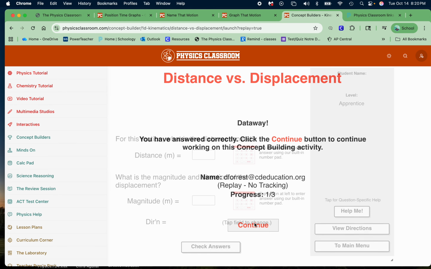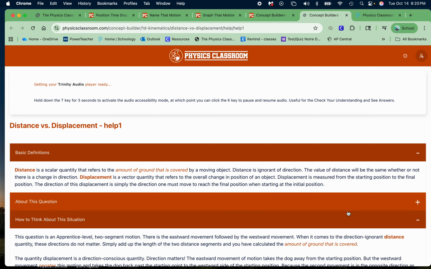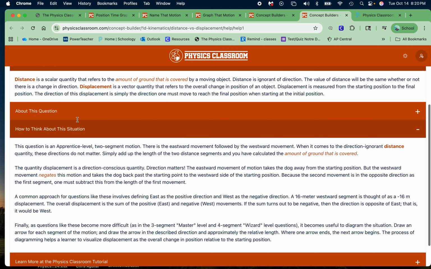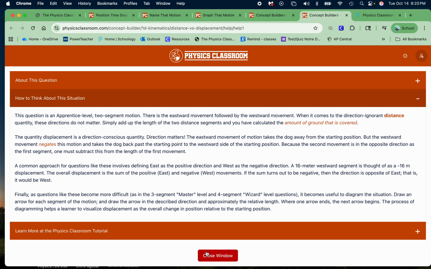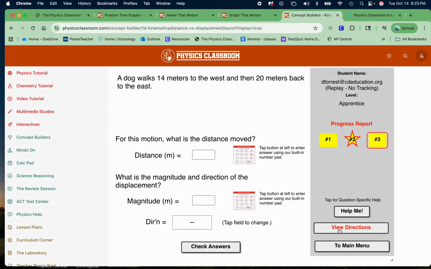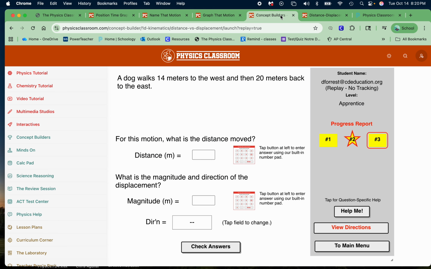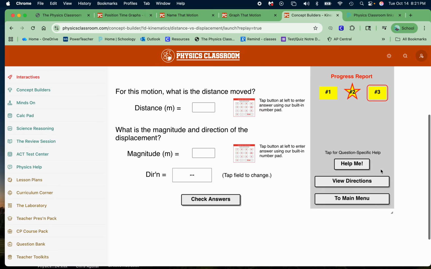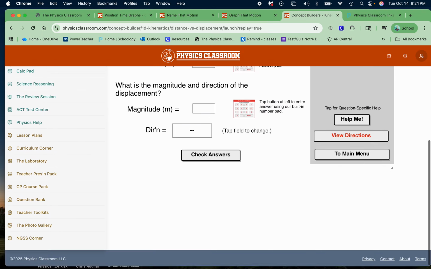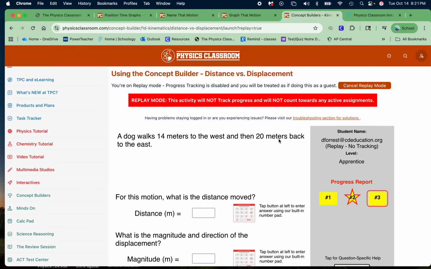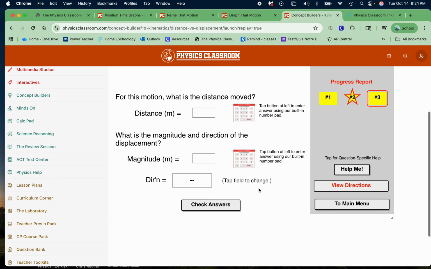Good. If you get stuck or you need help, this will take you to some ideas for help. If you want to view the directions for how to do this again, it goes somewhere like that. Those are always things I would do. Main menu is basically to go back to this particular concept builder. It'll warn you about that, because if you're mid activity and you aren't done, it won't save the work. You do have to complete the activity.